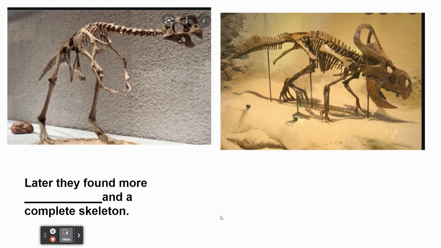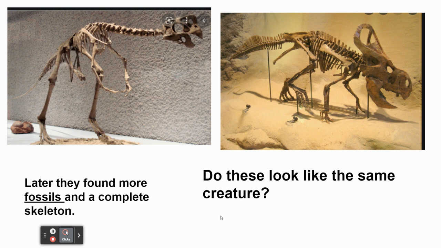Later, they found more blank and a complete skeleton. What did they find more of? There's our vocabulary word. They found more fossils and a complete skeleton. Do these creatures look the same? I hope you're saying no because they don't look the same. Okay. So, how do we know this? What do we see in the fossils that tells you these creatures aren't the same?